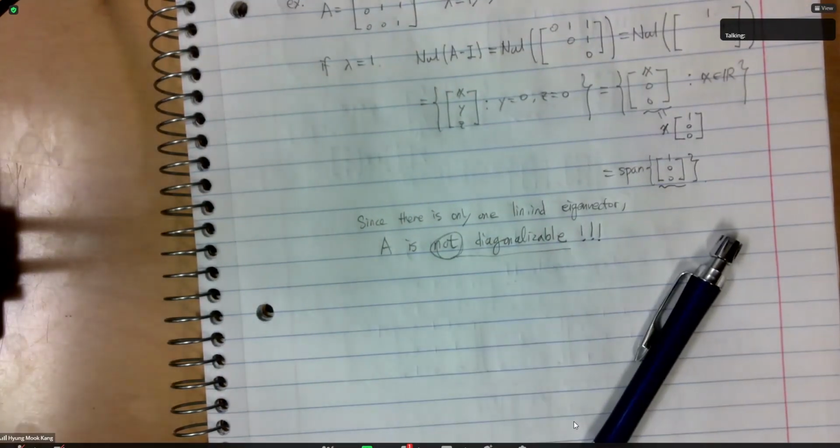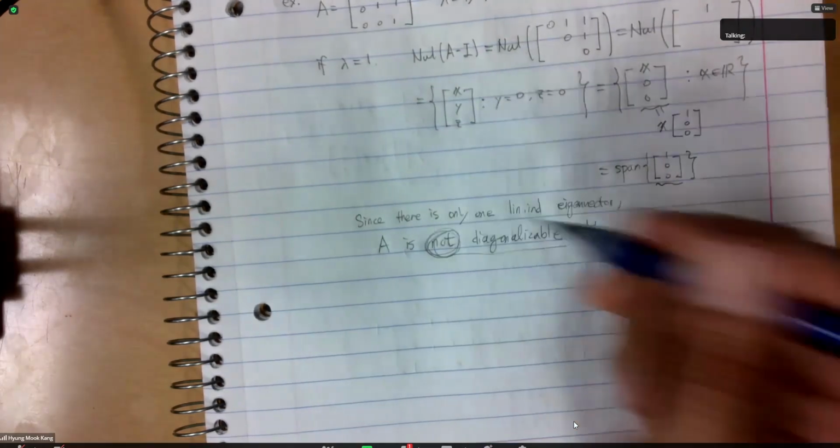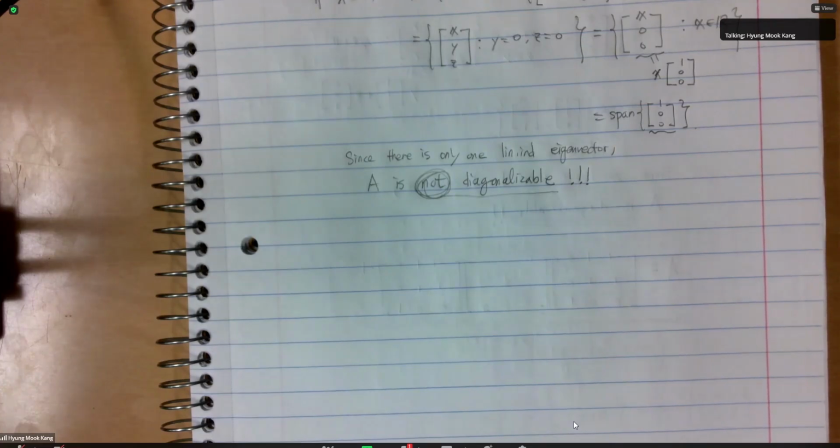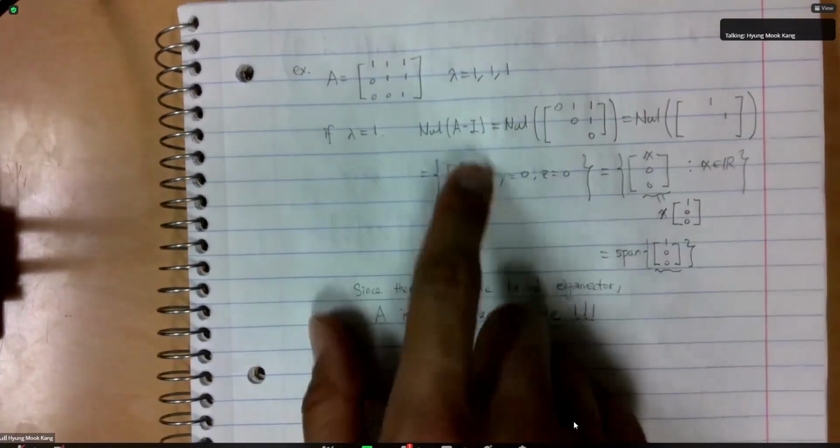So always count the number of linearly independent vectors. You can also think of it as there not being enough vectors to put inside P. This is another good way to think about it. Not diagonalizable. And like I said, all the methods are about calculating.